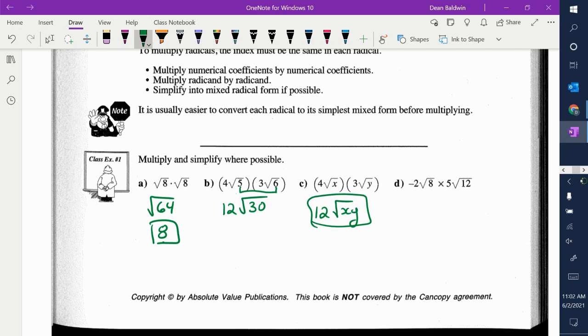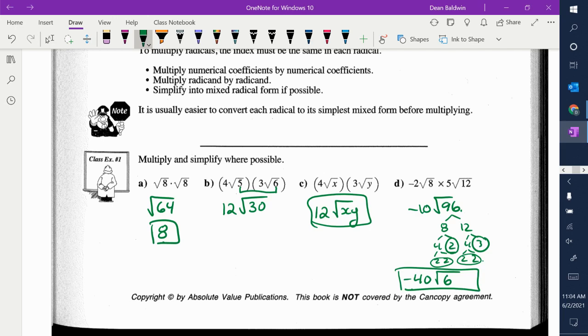All right, and D. What's my answer for D? Negative 10 root 96. But you always have to simplify. So you got to simplify the 96. So if you break up the 96, you'll get 8, 12, 4 and 2, 2 and 2, 4 and 3, 2 and 2. Okay, so you're pulling out two groups of 2, right? So you get negative 40 root what? There's the 2 and the 3, so it's root 6.